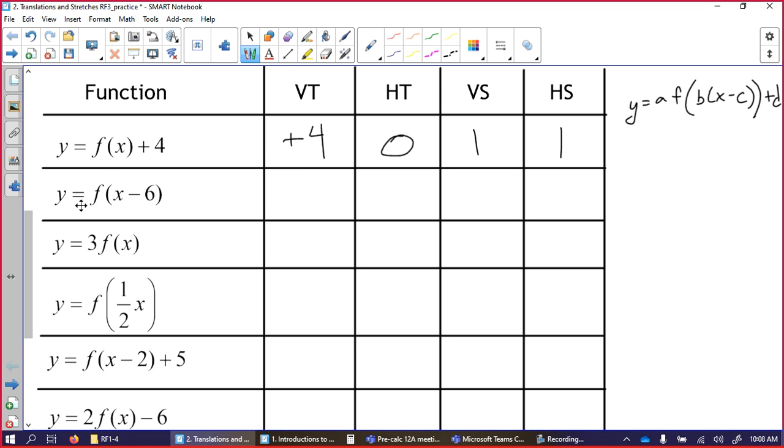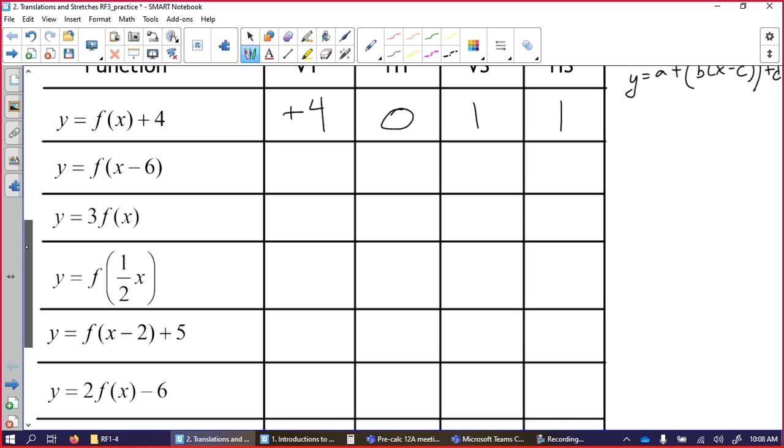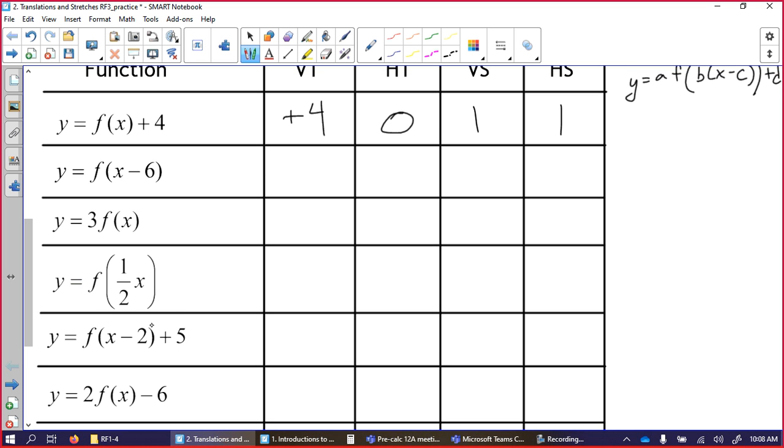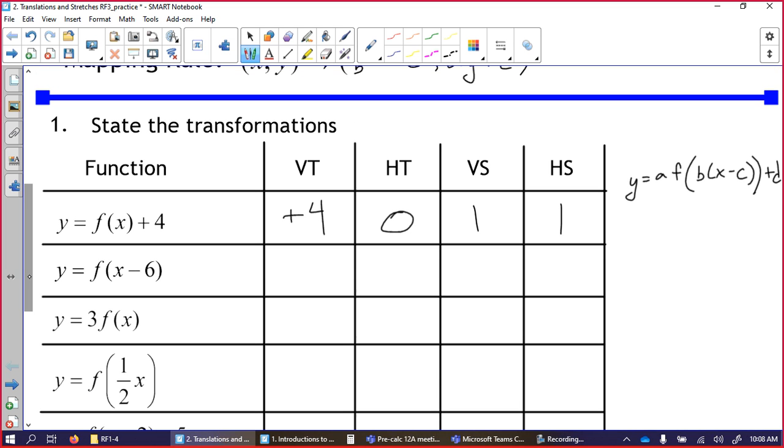So this one is plus 4, so we can use similar logic on the ones further down. F of x minus 6, because that's inside the bracket, this is our c, so that's our horizontal translation, but negative of negative 6 is actually positive 6. Same idea, 0, 1, and 1.